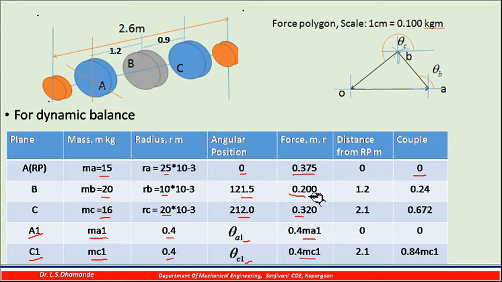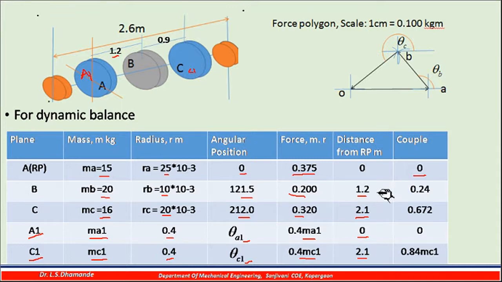Then the distance of plane B from the reference plane. The reference plane is A. So the A and B distance is 1.2, so I can write over here 1.2. Then the distance of C from A, so it is 1.2 plus this 0.9, so it becomes 2.1 meter. Then the reference of A1 with respect to A, so A and A1 are here only. So A1 is itself here, so somewhere you have to attach the mass on A1. So that will be again 0. And then C1, from A it is again 2.1, because C and C1 are the same plane. C1 is here itself, because you have to attach the mass on C1 also.